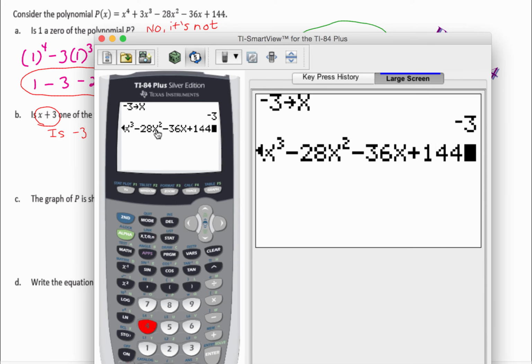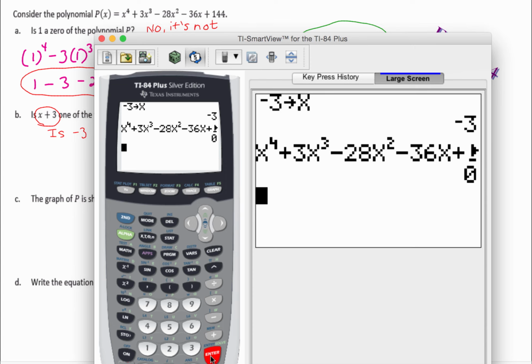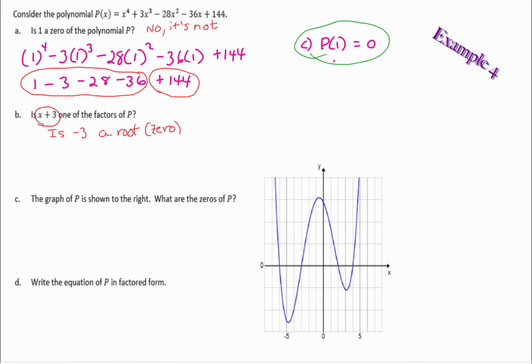Now, every time you typed an x, your calculator thought it was a negative 3 because that's what you stored it as. When I press enter, I hope I get 0. Bingo, I get 0 as an answer. So yes, negative 3 was a factor of this.